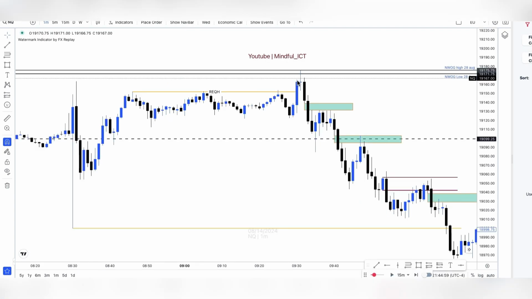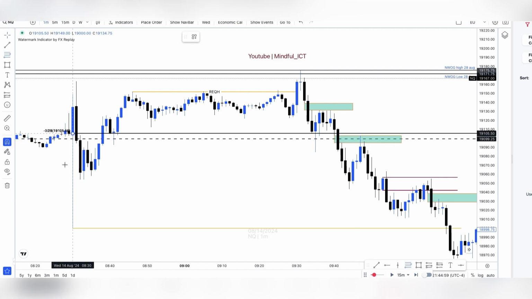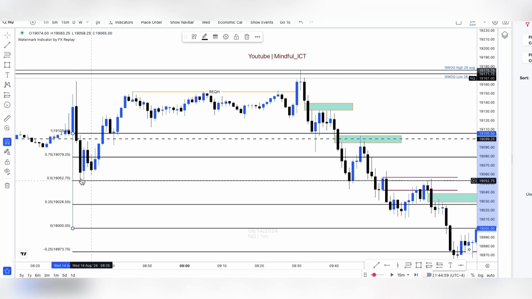We've swept the relative equal highs, with the price moving above the new week's opening high. There are several areas we should monitor. The fair value gap here and another one over there. We'll place a Fibonacci retracement on this large wick. When the price fails to break the 50% level of the wick, it suggests that we might take out the short-term high, with our terminus being the new week opening gap.